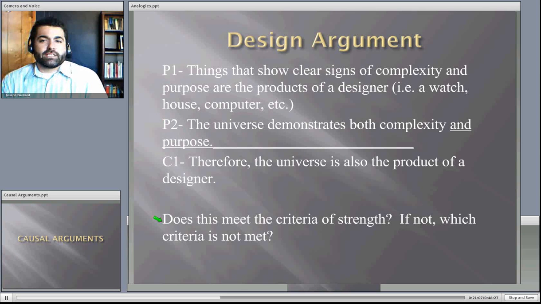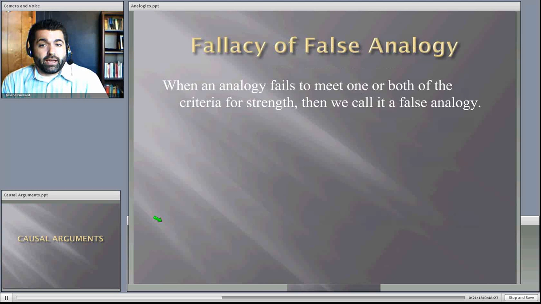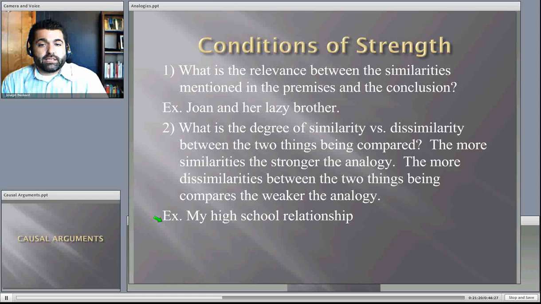The question is, does this argument meet the criteria of strength mentioned on the previous page? If not, which criteria of strength is lacking? So I'll go back. Does the design argument meet these criteria of strength? I'll let you take a look.